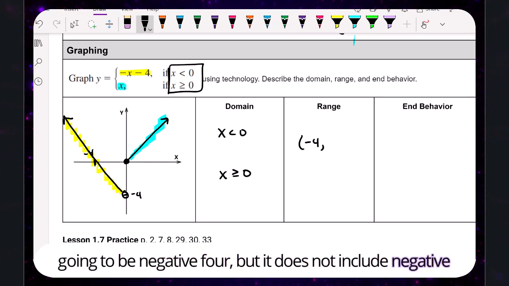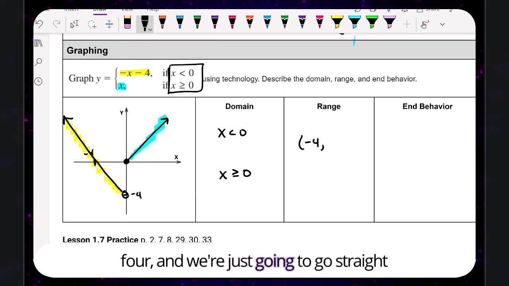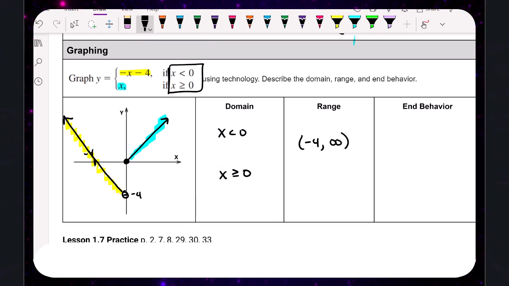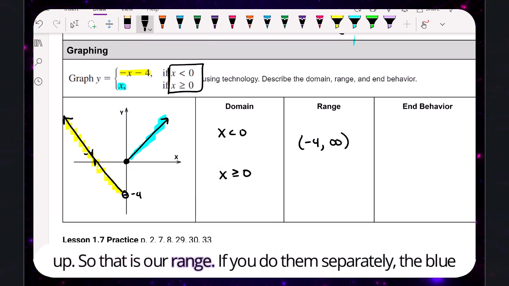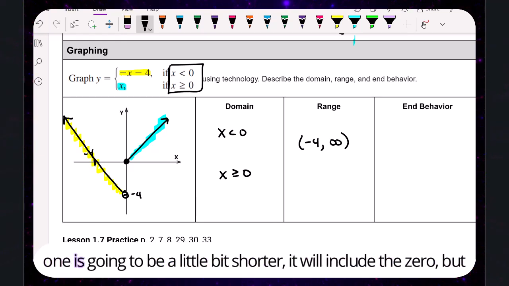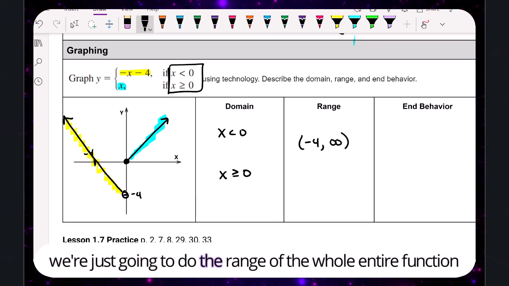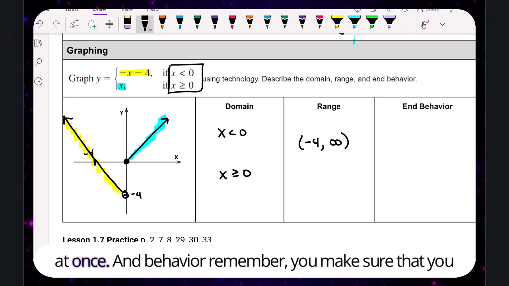The range, on the other hand, the lowest point on here is going to be -4, but it does not include -4, and we're just going to go straight up. So that is our range. If you do them separately, the blue one is going to be a little bit shorter. It will include the 0, but we're just going to do the range of the whole entire function at once.